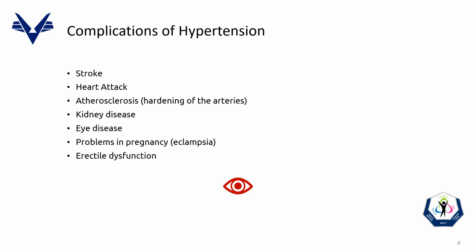Another condition, thickened, narrowed, or torn blood vessels in the eyes, resulting in vision loss. Another condition is called metabolic syndrome. It is a cluster of disorders of your body's metabolism, including increased waist circumference, high triglycerides, low high-density lipoprotein cholesterol, or HDL, the good cholesterol, high blood pressure, and high insulin levels.